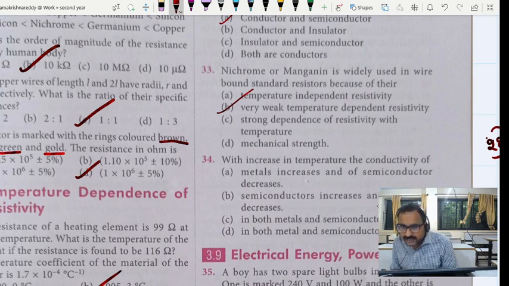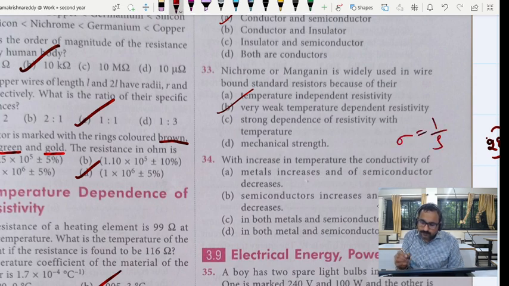Next, with increase in temperature, the conductivity of... Already we discussed, resistivity increases for conductors, and for semiconductors it decreases. But conductivity is the reciprocal of resistivity only, no? So sigma is equal to 1 by rho.